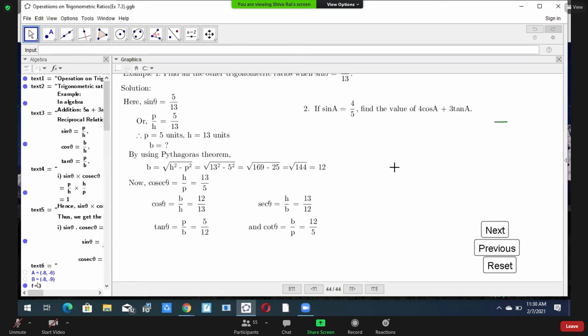How to find its value? Using this given sine A equal to 4 upon 5. Everyone look here. I am going to draw the figure for its solution. Okay, you look here. Base.